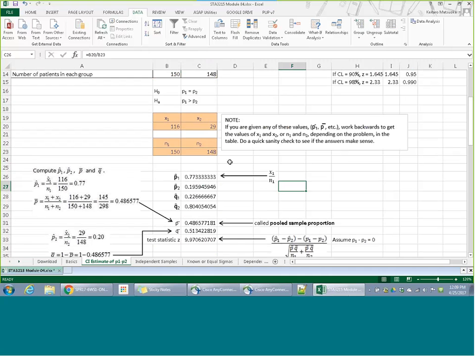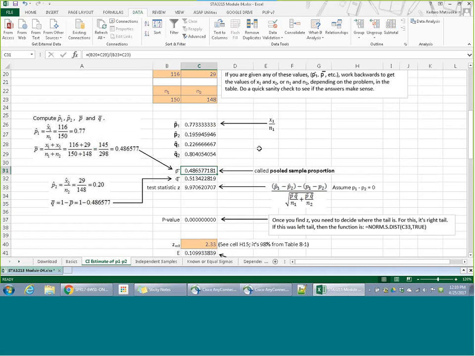Sometimes you're given these numbers instead. If that's the case, what you have to do is work backwards to fill in the missing piece, which I'll show you in a little bit. So you have to figure out which way you've got to go. Typically, you'll be given these numbers to calculate this, but sometimes you're given this. If that's the case, you have to work backwards so that you have the right numbers. All right, once you get these numbers correct, the rest will be a piece of cake.